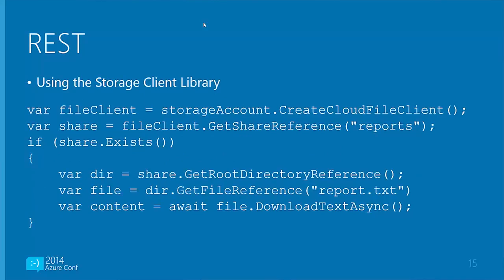So if we look at the REST endpoint, you can do normal REST calls, so HTTP calls, or you could use the storage client library, and you'll see that the API is very similar to the API you'll see in blobs, tables and queues. So in this example, I'm simply creating a file client. I'm getting a reference to a share, my reports share. And if it exists, I simply download a file, report.txt, which resides in the root directory.